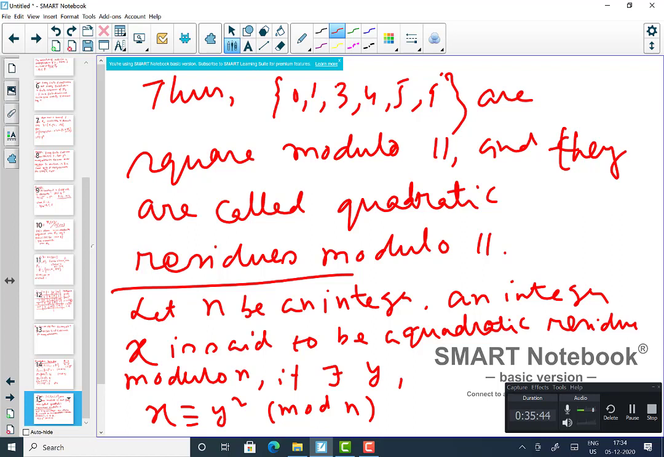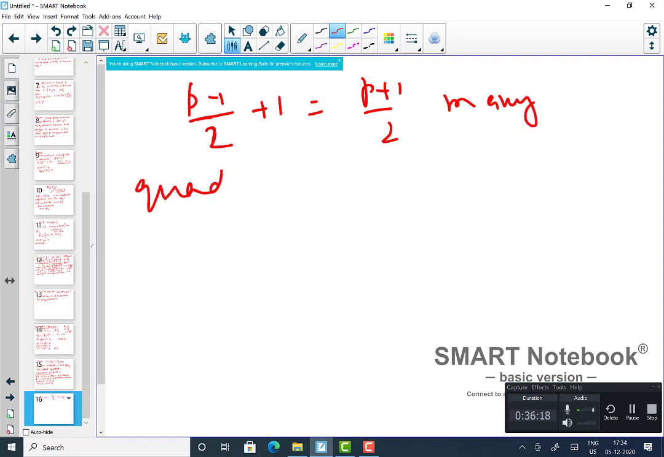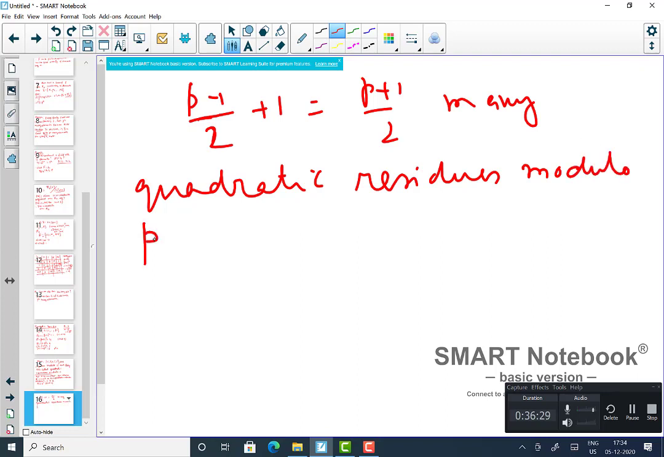So for n equal to 11, you see how many elements there are: exactly 1, 2, 3, 4, 5, 6 many elements. So this 6 is what? This is (11 plus 1) by 2. So you can see that if you have a prime number p, then you remove 0, because 0 is always a residue. So you have p minus 1 elements, and out of that, half of these are residues, right? So (p minus 1) by 2 are non-zero quadratic residues, and plus 1 for 0. So you have (p plus 1) by 2 many quadratic residues modulo the prime p, right? So thus the rest are non-zero.